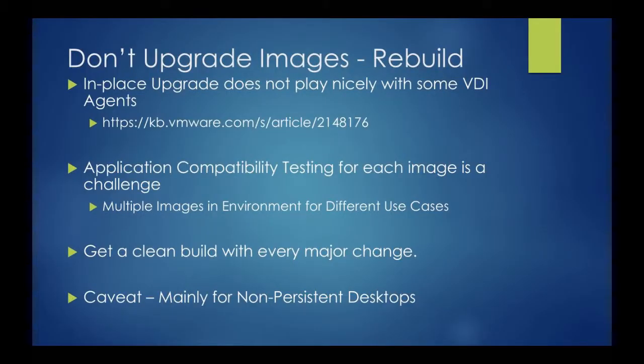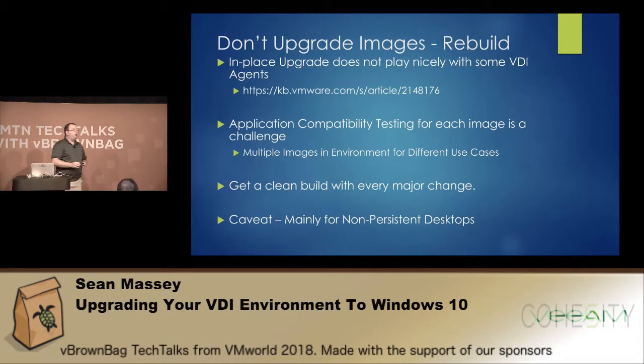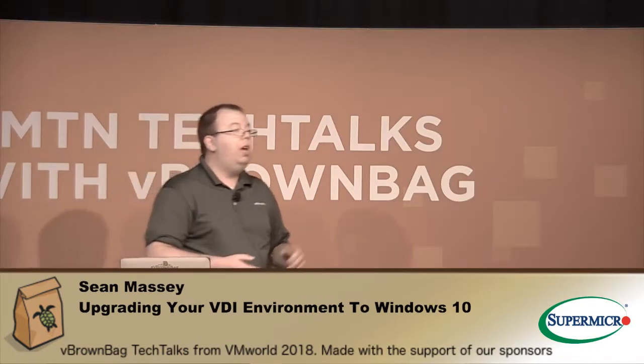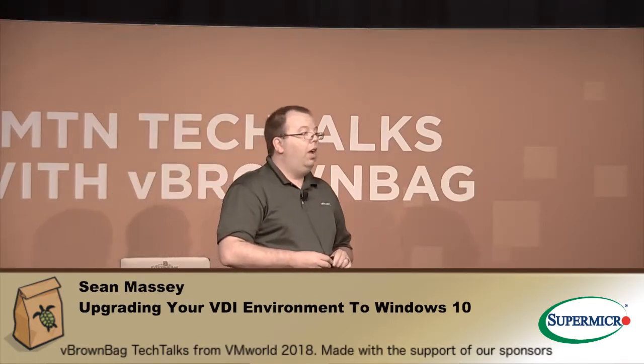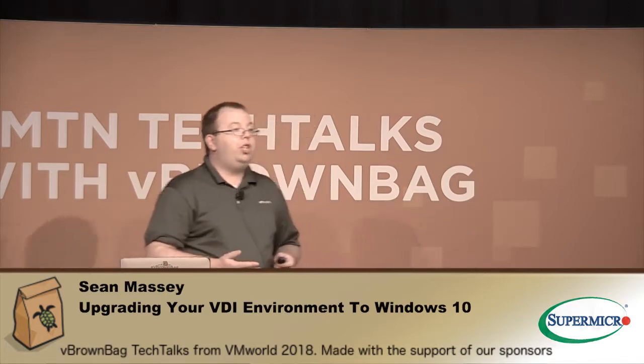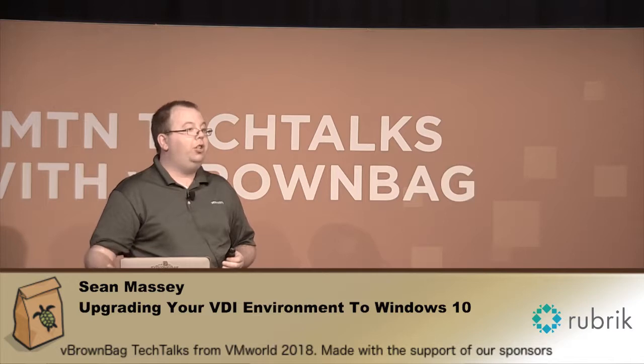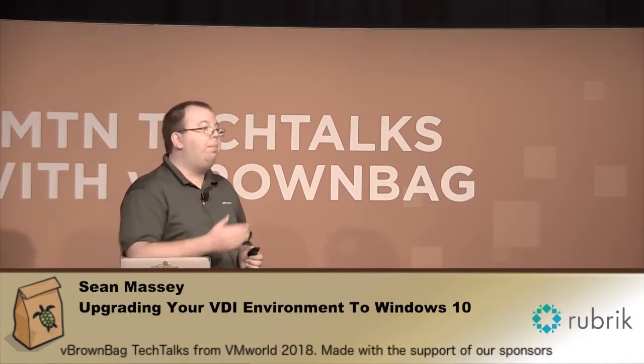So by doing a clean build every time, I get a fresh install of all my applications. So there's less concern about having the upgrade break something. And I know then if my application doesn't function as expected on a clean build, then it's likely an application compatibility issue and not something that broke. Also, if I have multiple images for my different use cases, I would have to do this testing on every single image because every single upgrade may break something different.